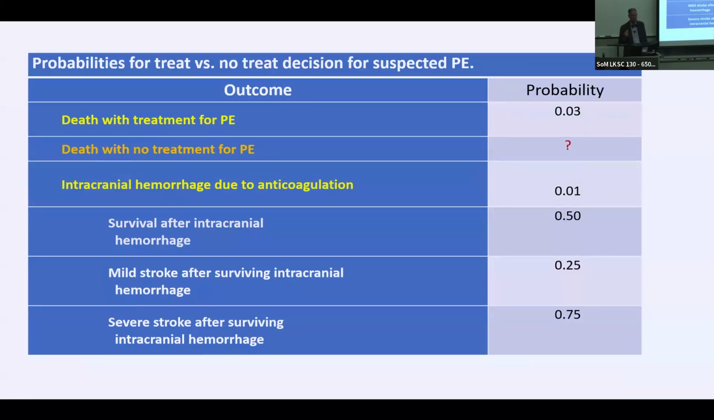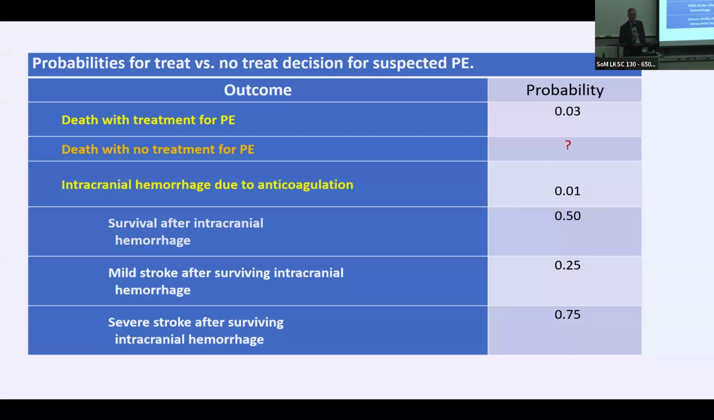Death with treatment for PE, there are some excellent systematic reviews, and the number I picked was 3% for hospitalized patients. And intracranial hemorrhage due to anticoagulation, lots of studies of that, and the number I'm representing is 1%, probably lower than that, but that's what I chose. So the one that's tough, and the one that you're all going to have to struggle with, is what's the probability of death without treating PE?